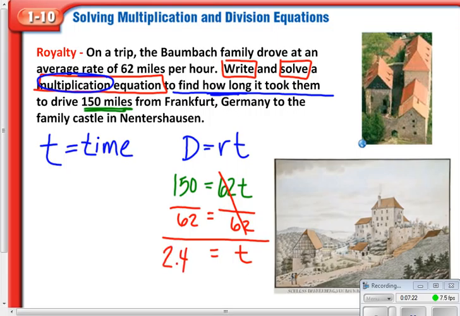Now, this is a time, therefore we need a label. Also a rule of thumb: if it has a paragraph, more than likely it will need a label. And our time is 2.4 hours.